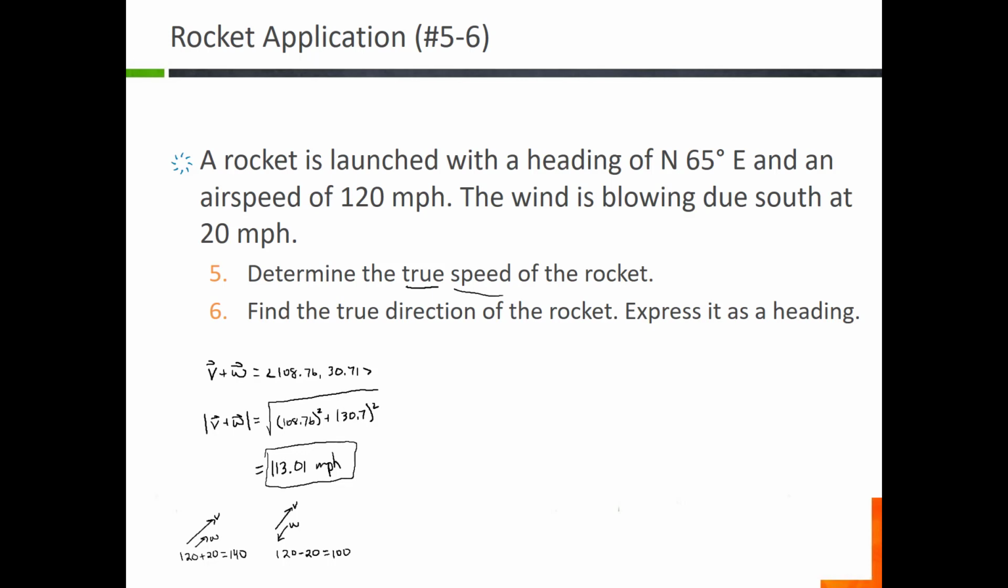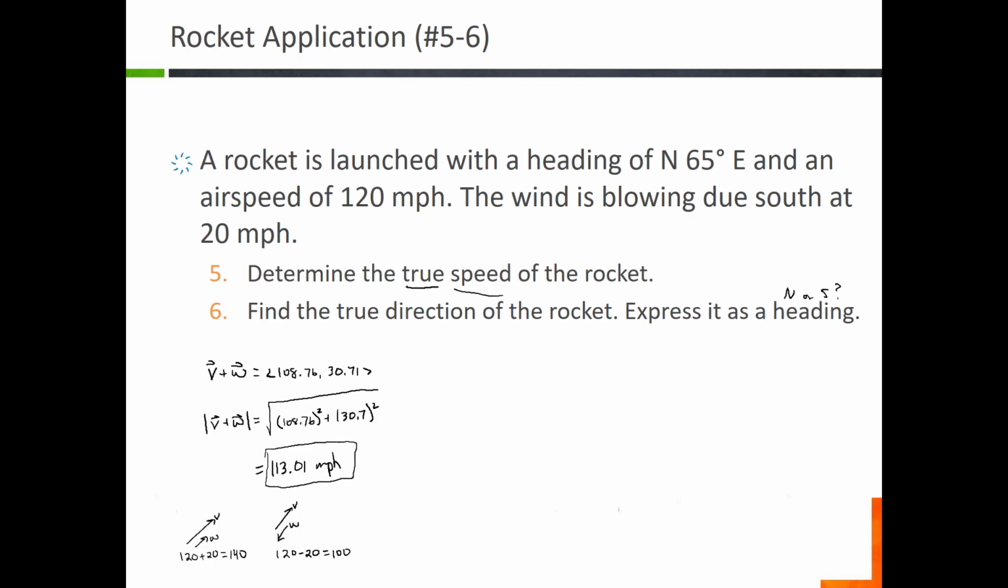All right, the last thing we want to look at is how do we find the true direction of the rocket, and we want to express it as a heading. When we think of heading, we want to talk about an angle from the north or from the south. We want to find out what is the heading from the north or from the south. That really just boils down to where the vector is actually heading. We know it's 108.76 by 30.71, so that's the actual velocity of the jet.